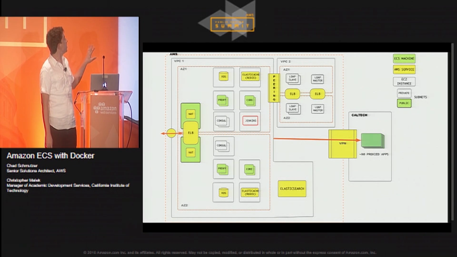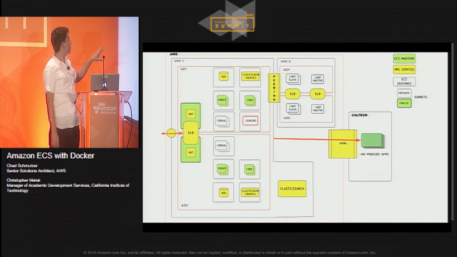I've broken things into 2 VPCs. The VPC on the left is where all of my software lives, and the VPC on the right is where the LDAP servers live. Now they're in their own VPC because they're going to be shared with a lot of other services. We didn't want other services coming into the crown jewels here.